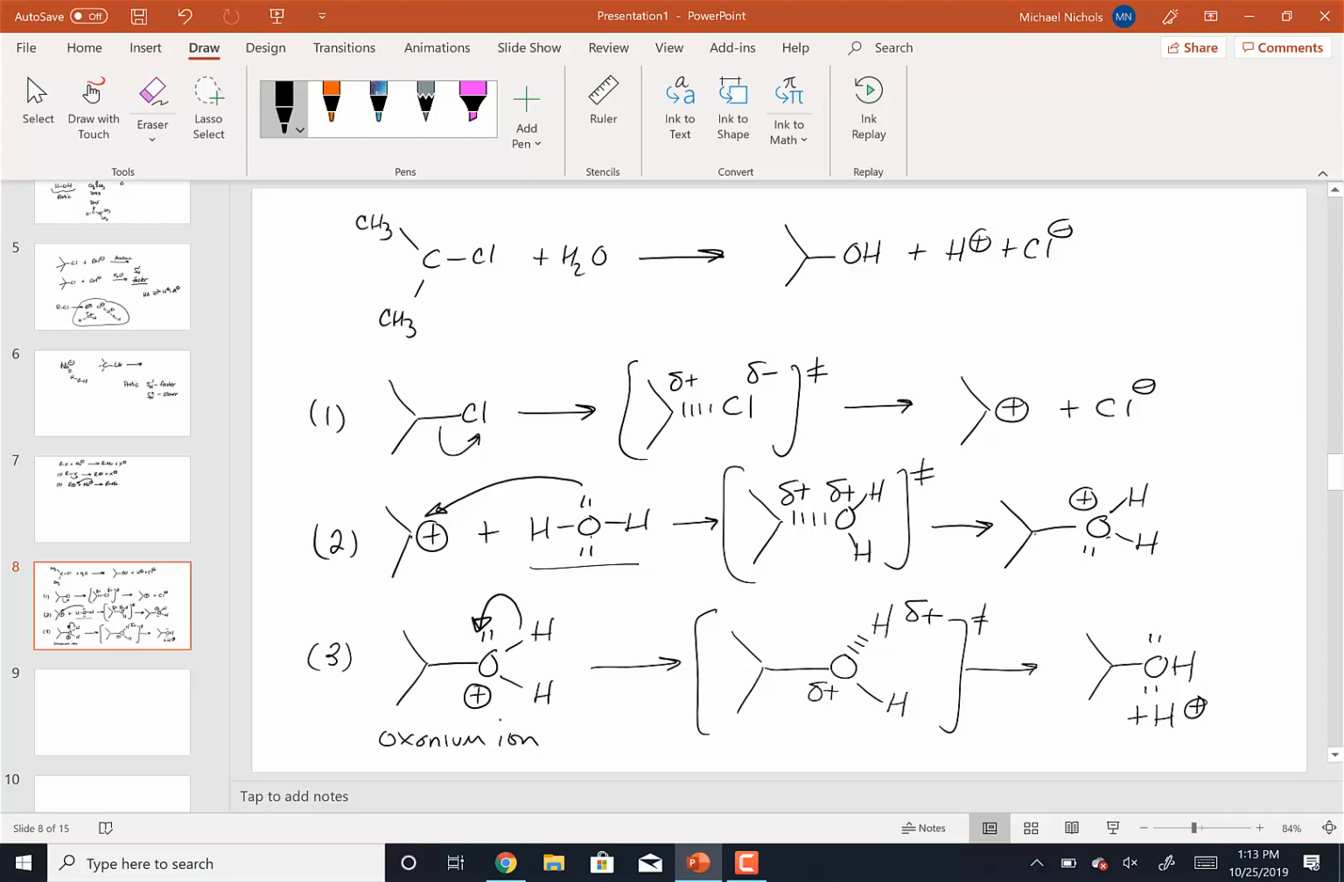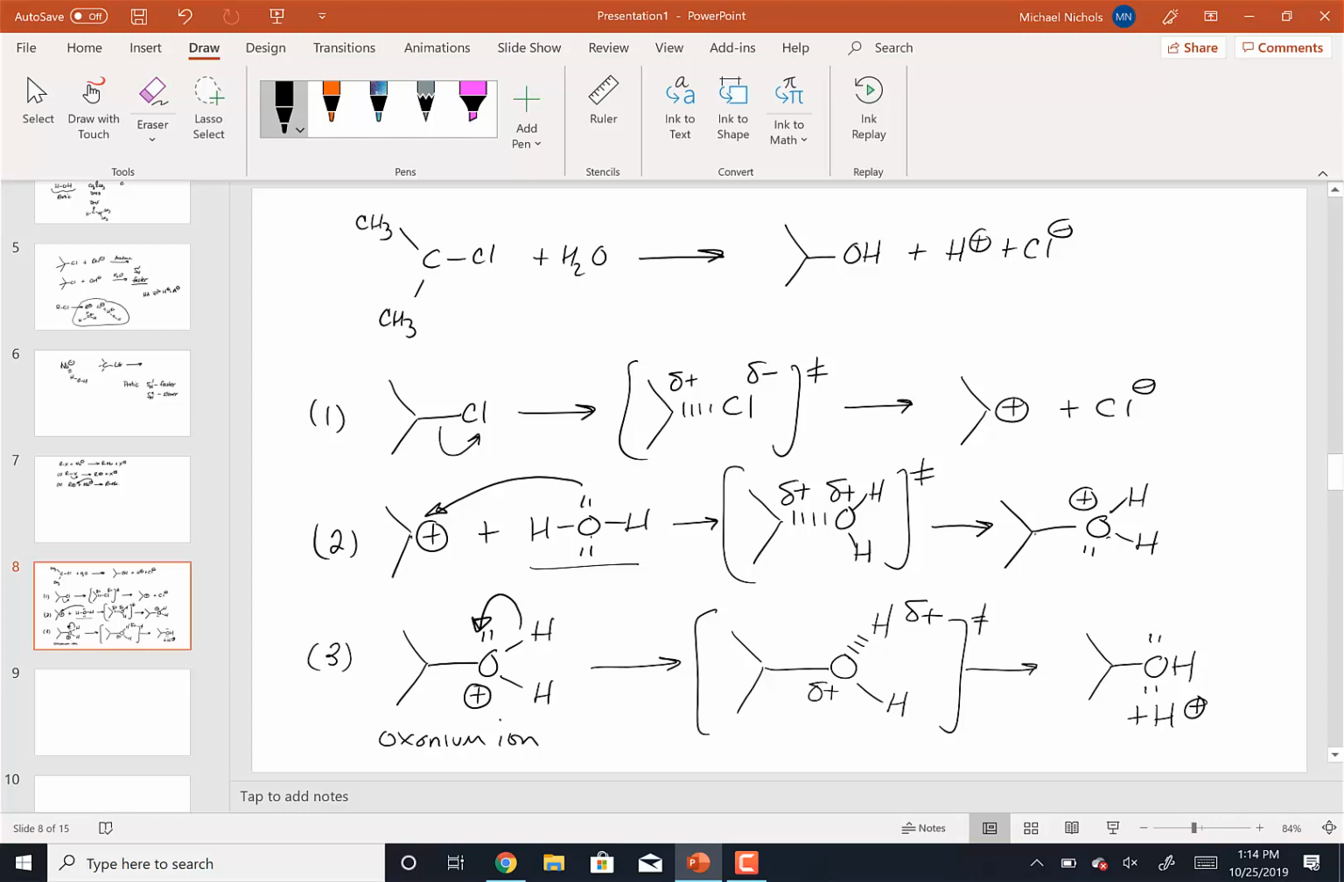We're going to get to a point where we probably will do the first step in the mechanism and then have the water come in and add to this, so it's one long mechanism. And you can do that if you'd like. You can write one entire step-by-step-by-step mechanism. But I'm showing you the 3 distinctive steps.